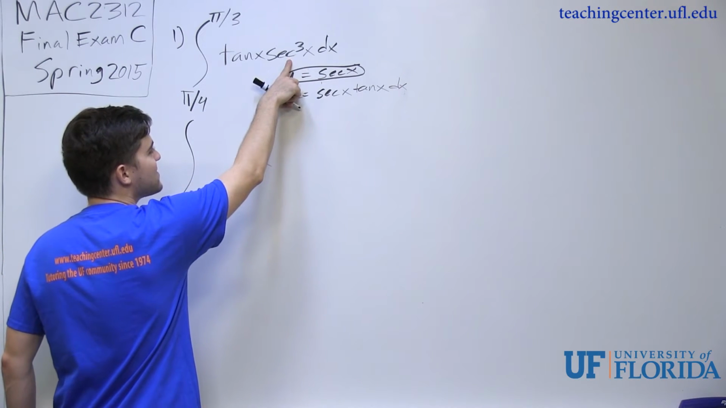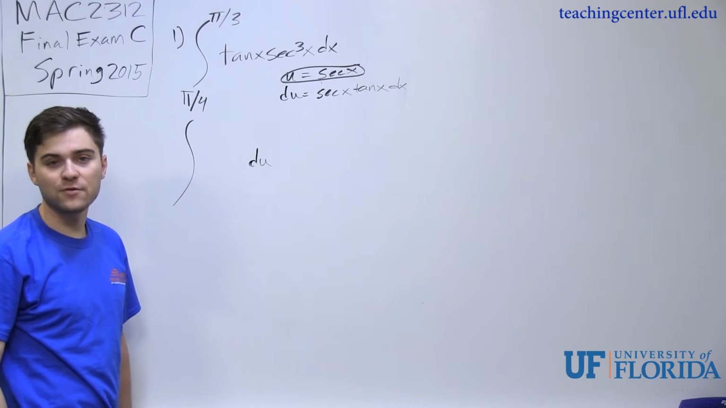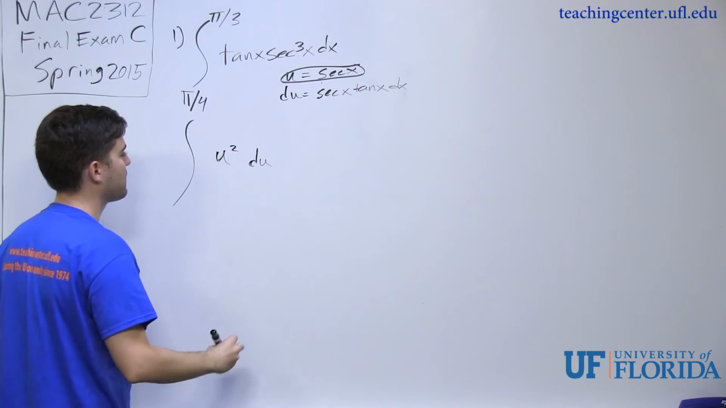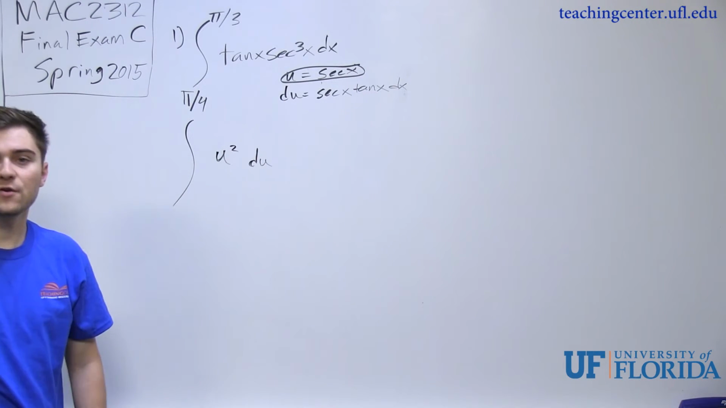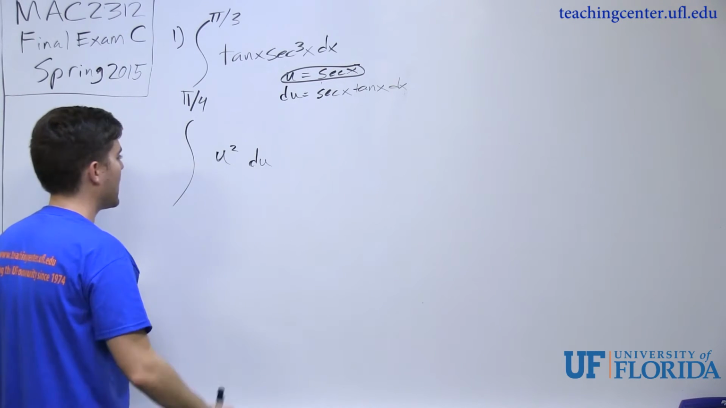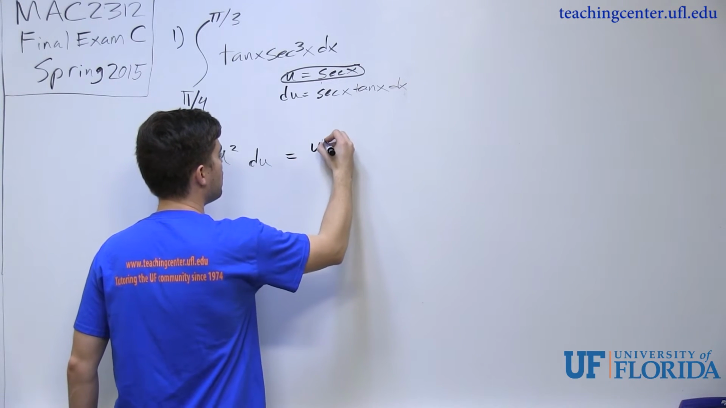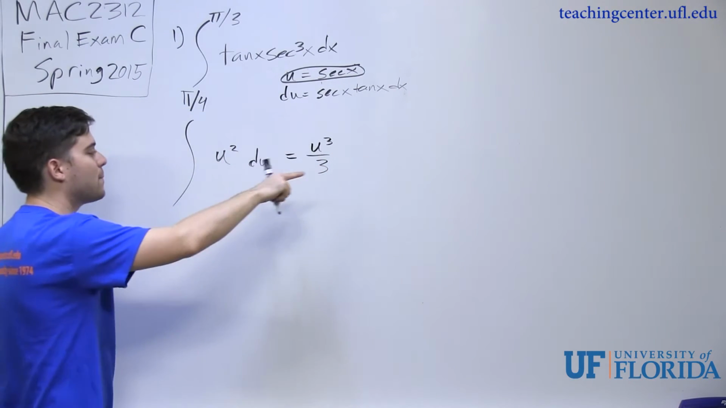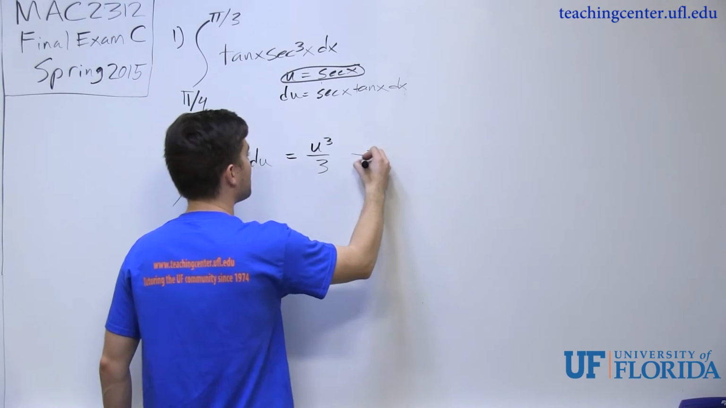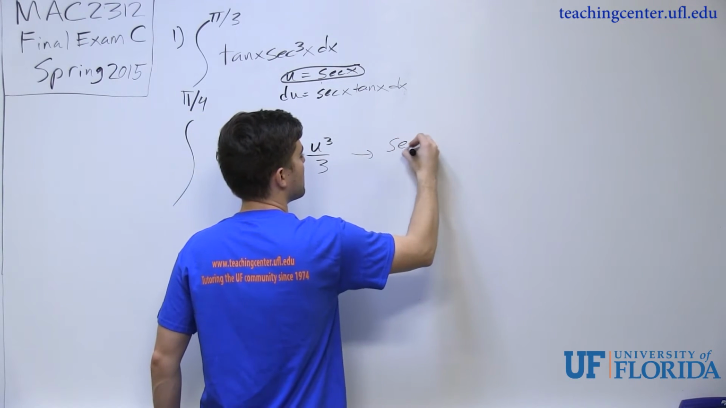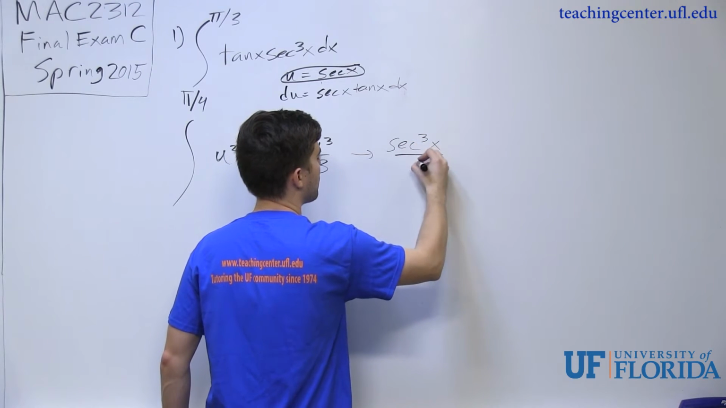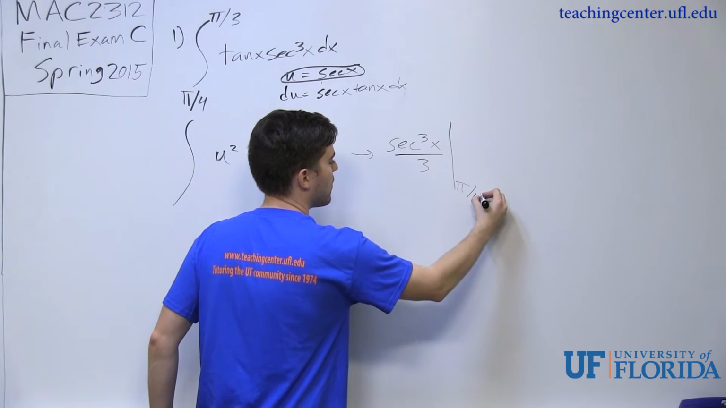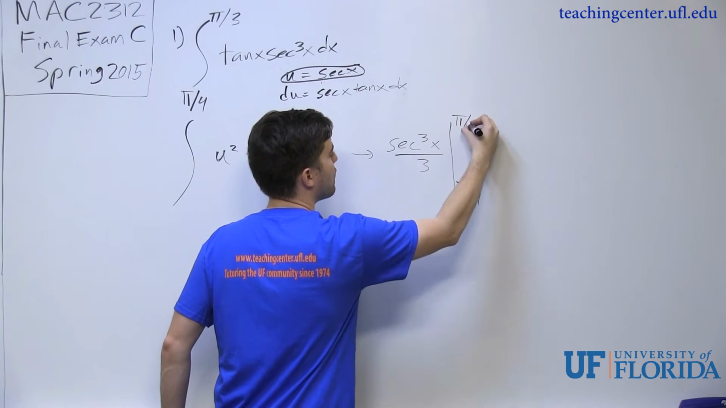Now I would be left with a secant squared by itself after I do that substitution, so then I'm going to go ahead and plug in u squared. So now I can solve this integral. It's just a power function. So if I go ahead and solve this integral out, I end up getting u cubed over 3. And if I plug back in for my value of u, I end up getting secant cubed x over 3. And that's going to be evaluated from pi over 4 to pi over 3.